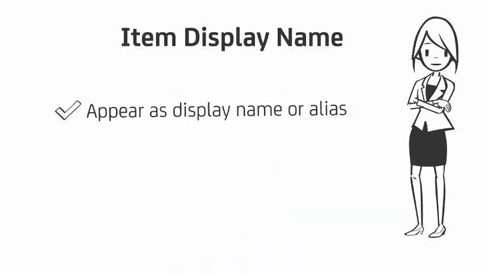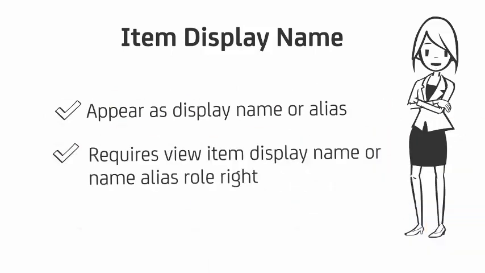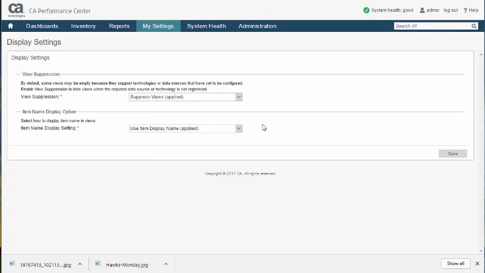Now let's take a quick look at the Item Display Name option. The Item Display Name option determines whether device and interface names appear as the display name or as the alias. By default, all users see the display name. To modify this option, your user account requires View Item Display Name or Name Alias Role Right. From the Display Settings page, select the Item Name Display Setting drop-down list and select the appropriate option and click Save.